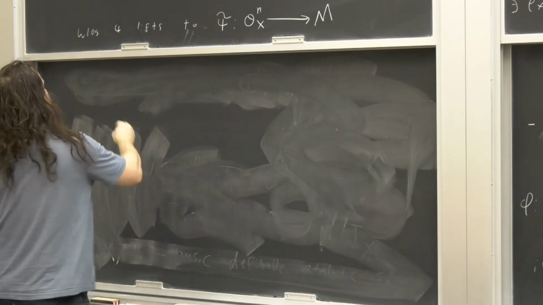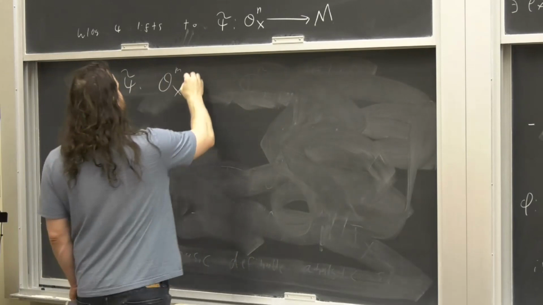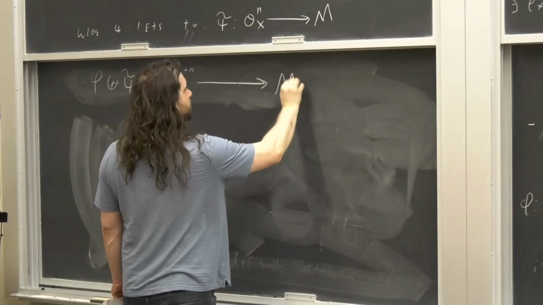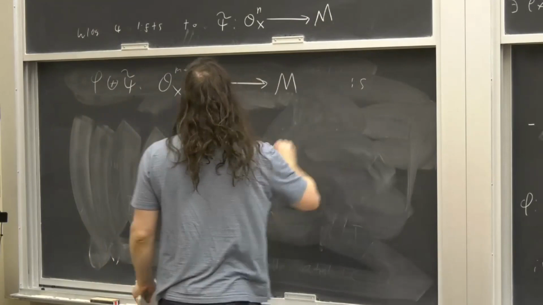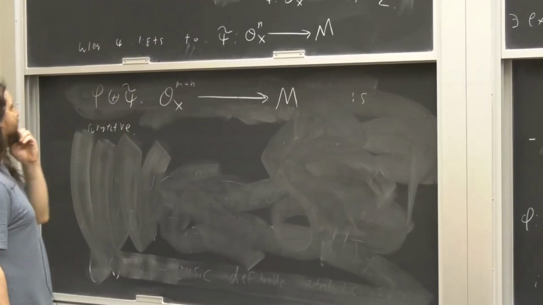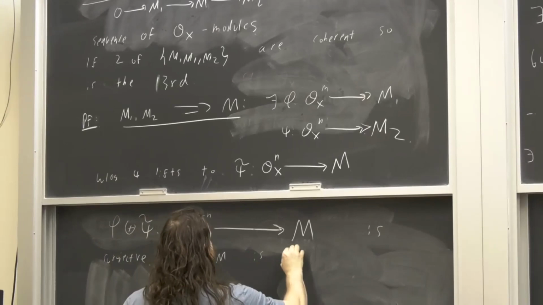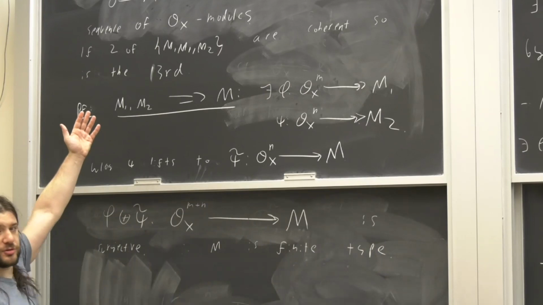Now I can look at the map phi plus psi tilde, which is a map from OX^(m+n) to M, because phi maps to M1, which is already inside M, and psi tilde is psi lifted to M. And now this map is surjective. Take anything in the quotient M2, and I can adjust it by anything in the kernel M1. Therefore M is finite type. This is the first part we need to prove. Now we're going to show that any map to M from OX^n has a finite type kernel.